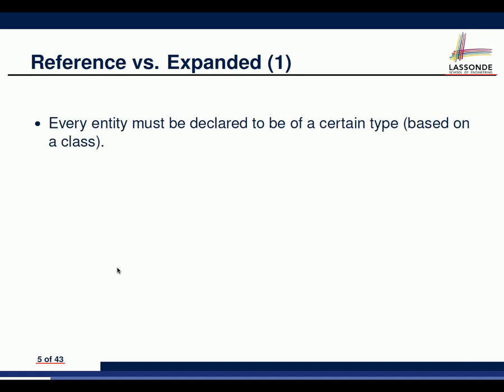Okay, so now what you should really bear in mind is in IFO there are two kinds of types, either reference type or expanded types. In Java, we used to say either primitive or reference. In IFO, it's reference or expanded. So every entity must be either reference type or expanded type. Let's just summarize how things will work.